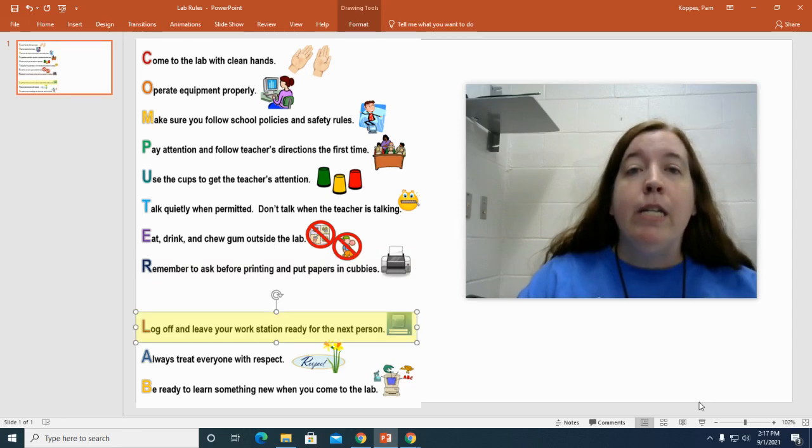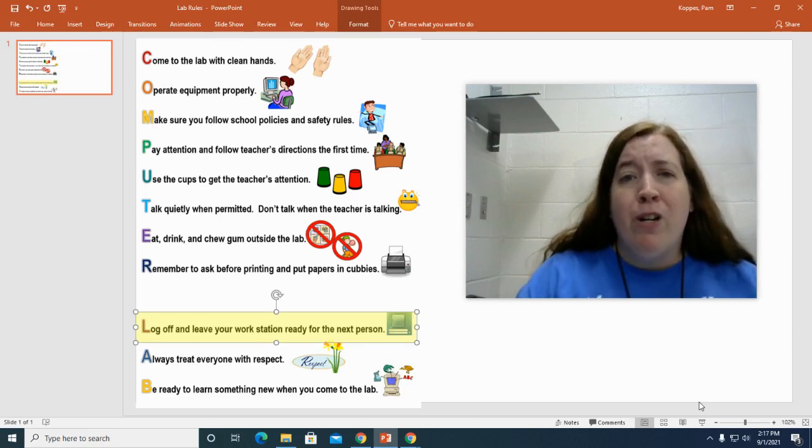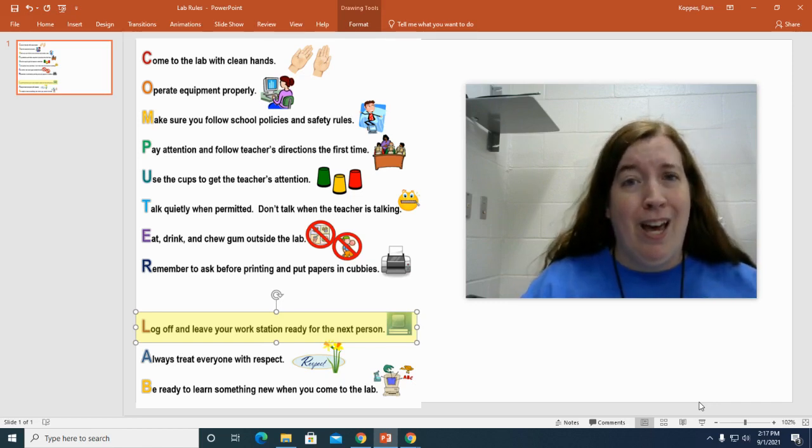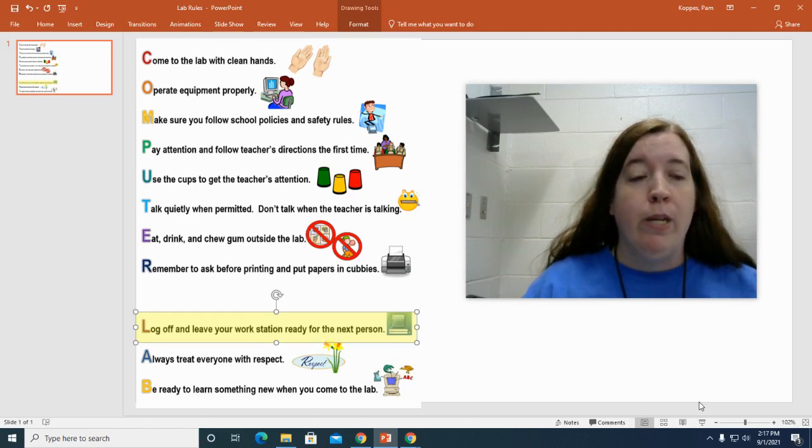The next direction is to log off and leave your workstation ready for the next person. When we log off, we sign out of the computers. On the Chromebooks, you just have to close it. But on my computers, you have to follow the sign out procedures. You would first close any of your programs, which I'm not going to do right now because that'll cut out this video. But I will show you the 3 steps that you do after you close your program.